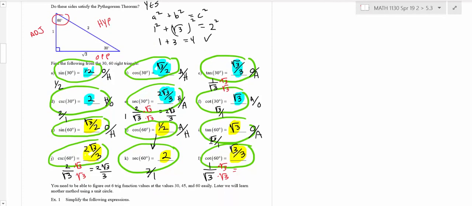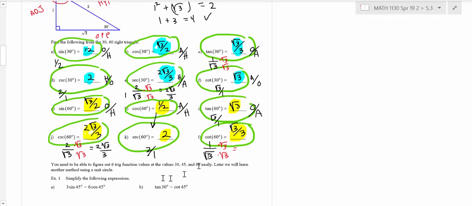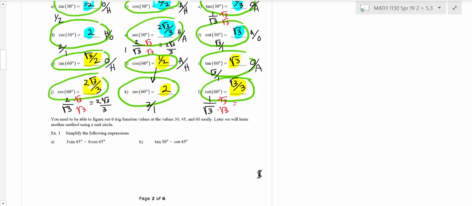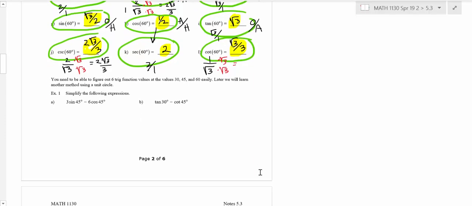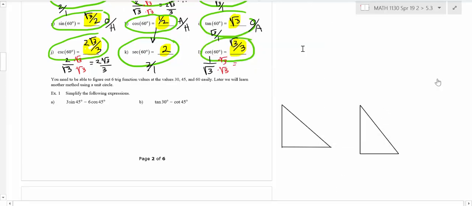What we're going to do next is some basic arithmetic calculations at the bottom of the page here. I'm going to pause this video for a second and get my triangles set up so we can refer to these as we go. Okay, we're going to fill this out and just do the arithmetic. We're going to do this without the calculator.